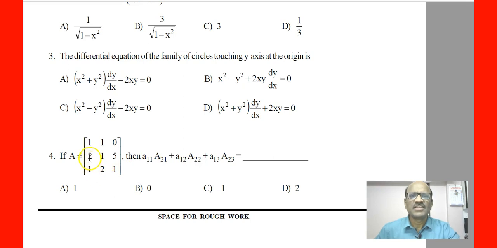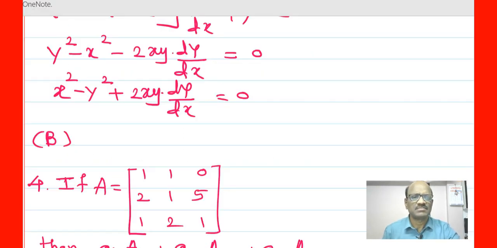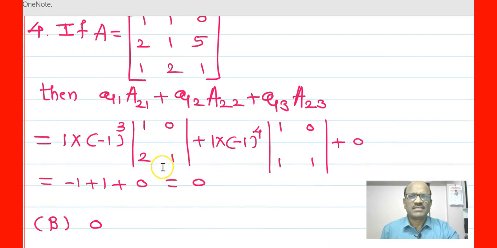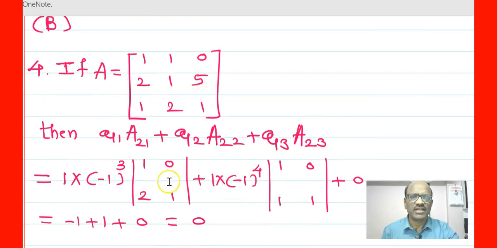Now first is A21. This element is minus 1. Now if you see this, then the matrix is 1 0, 2 1, and 1 into 1, that is 1, but the element is minus 1. Now let us see what is the answer. Here it is A21. Therefore the required matrix is 1 0 and 2 1, multiplied by minus 1 raised to 3, because it is A21. Minus 1 raised to 3 means minus 1, and the value of this determinant is again 1. 1 into 1 is 1.